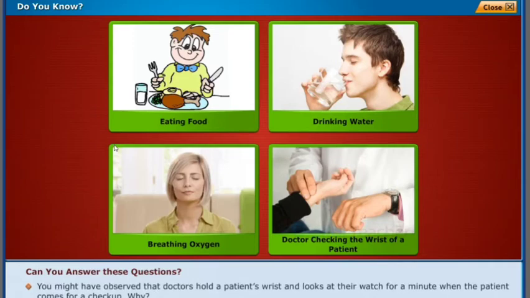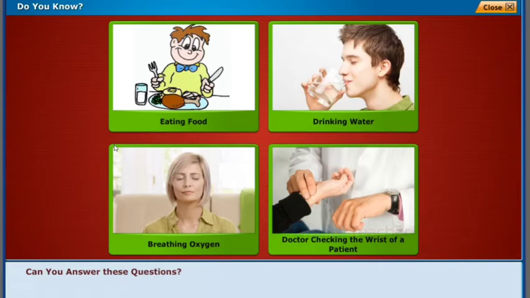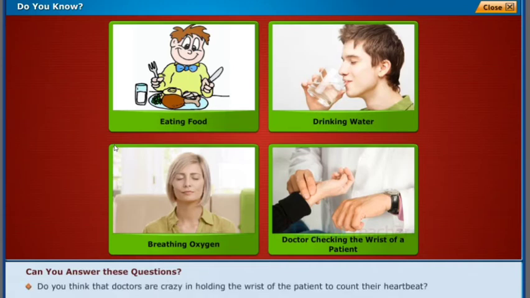You might have observed that doctors hold a patient's wrist and look at their watch for a minute when the patient comes for a checkup. Why? What is the doctor trying to find out from the watch and the wrist of the patient? Do you think that doctors are crazy in holding the wrist of the patient to count their heartbeat?